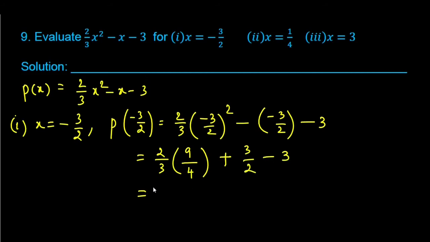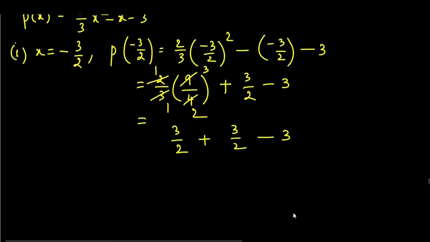minus 3. Now we can cancel 2 and also we can cancel 3. So we are remaining with 3 by 2 plus 3 by 2 minus 3. 3 by 2 plus 3 by 2 is 3. 3 minus 3 is 0.